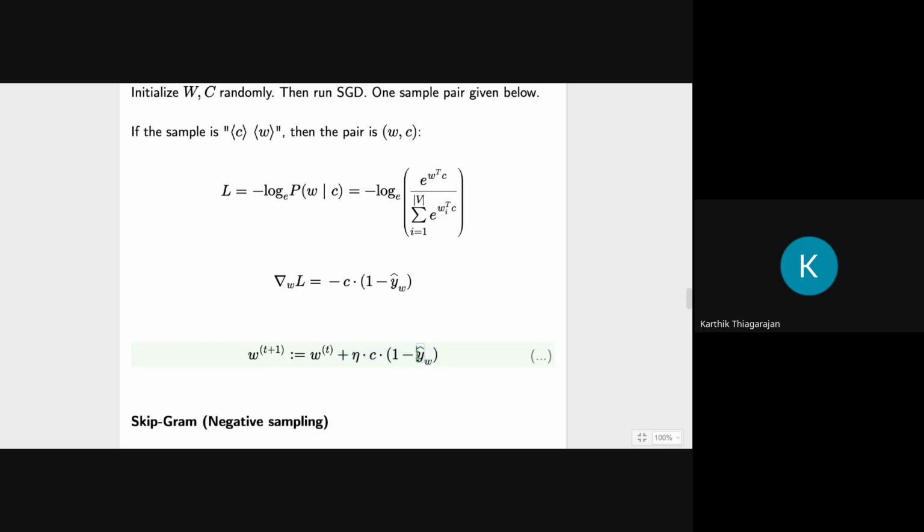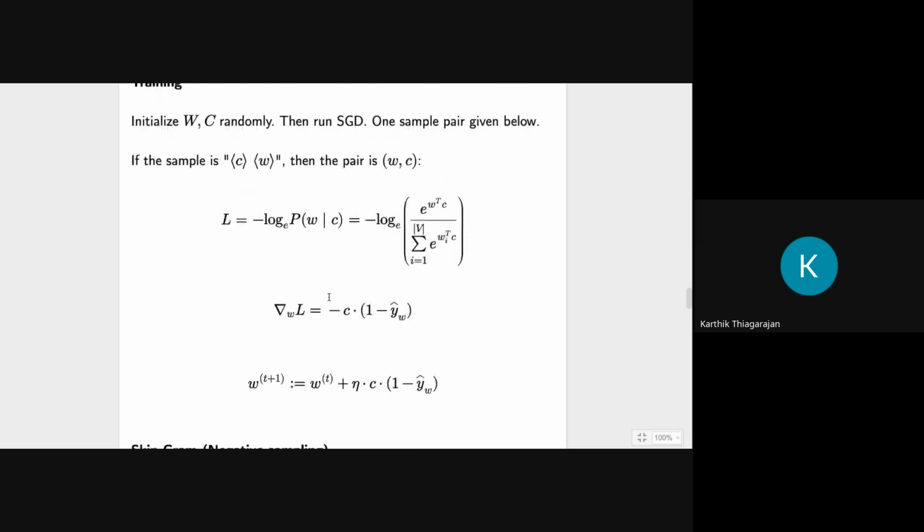However, if y hat is, let's say, close to 0, that means that you are doing a bad job of predicting the target word. So what do you do? You move the current embedding close to the target word C, by adding eta C times (1 minus y hat). So that's the idea.